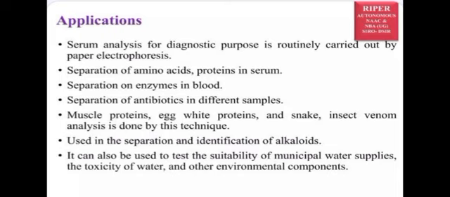Third, separation of enzymes in blood and separation of antibiotics in different samples. Next, the analysis of muscle proteins, egg white protein, and snake and insect venom is done by paper electrophoresis. It is also used in the separation and identification of alkalis.